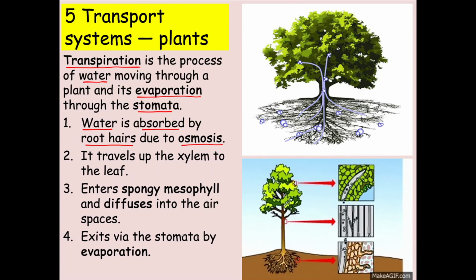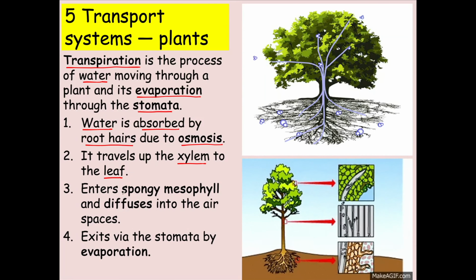So water is absorbed by the root hairs, and we can see that right down at the bottom. We can see these little hairs sticking out on the roots. Now, these root hairs have a large surface area. We know that large surface area is good in biology because it gives it more area to absorb the water. So water is absorbed by the root hairs due to osmosis. It then travels up the xylem, which we've just learned about, towards the leaf, which we've also just learned about.